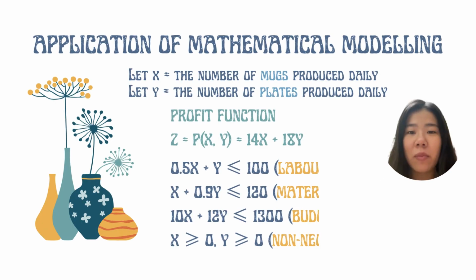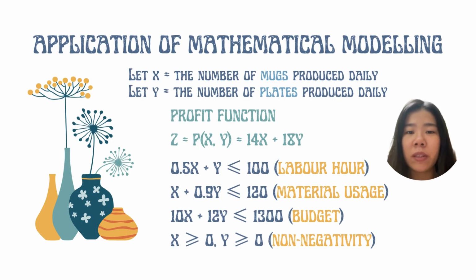By mathematical modeling, we define two variables. x indicates the number of mugs while y indicates the number of plates. The objective function, which is the profit function, is 14x + 18y. The constraints turn into the following equations.